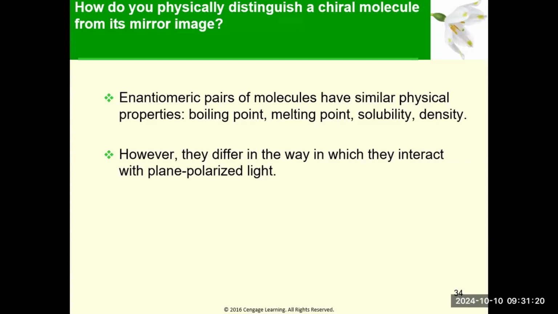All right, so how do you physically distinguish a chiral molecule from its mirror image? So the question is how can you physically distinguish enantiomers? Well, enantiomer pairs of molecules have similar physical properties. Their boiling points, their melting points, and their solubility and densities are very similar. They're often the same. However, they do differ in the way in which they interact with plane polarized light. All right, so what is plane polarized light?